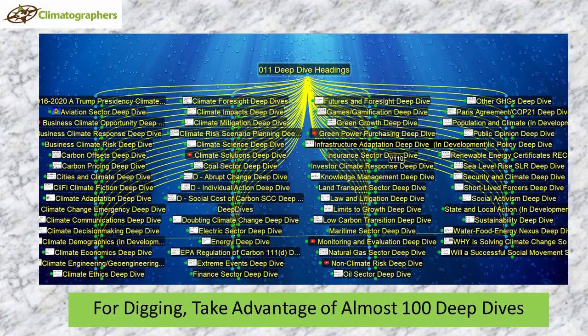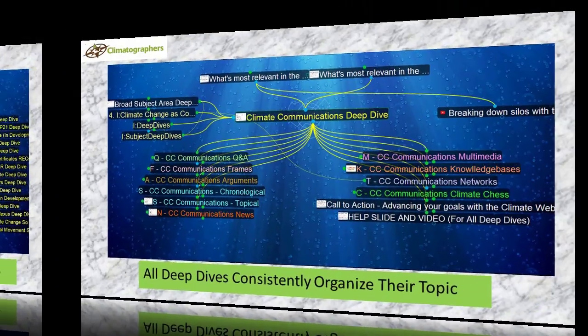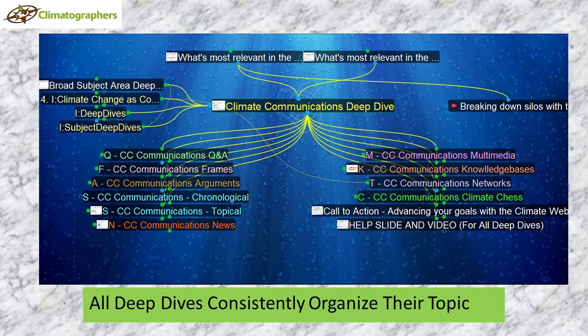First, if you have the opportunity to dig into a topic, take advantage of the fact that the Climate Web contains almost 100 deep dives into climate change topics. Each of these deep dives pulls together sources, news, graphics, arguments, frames, websites, and more. In most cases, the deep dives contain everything you would want to know about a topic.